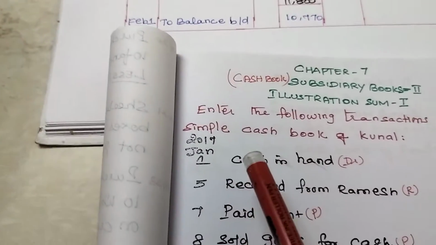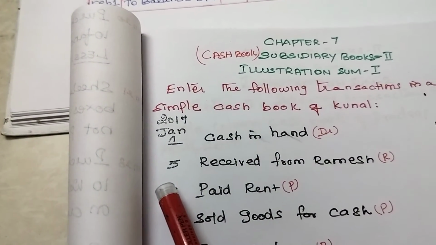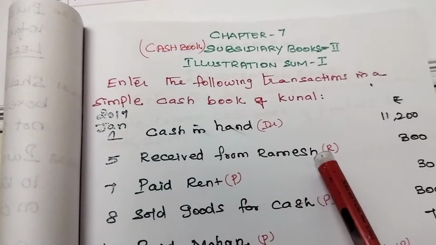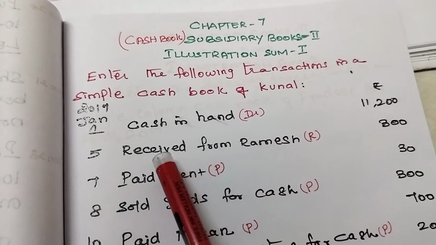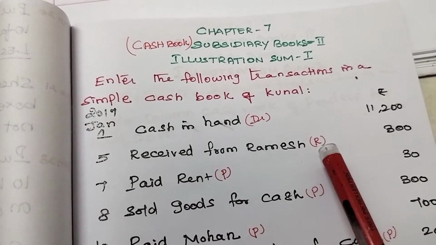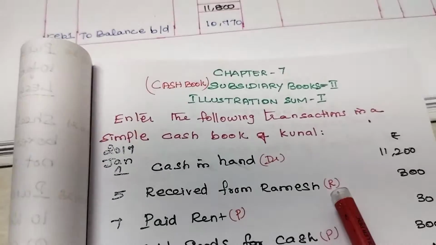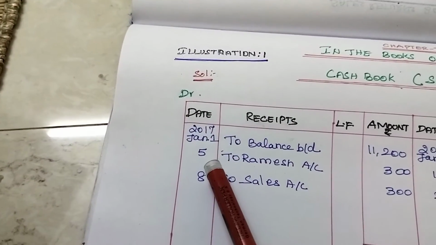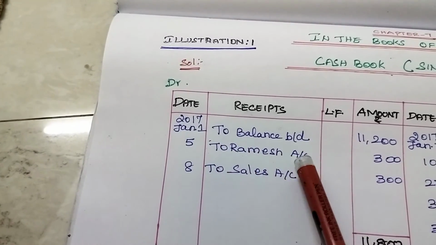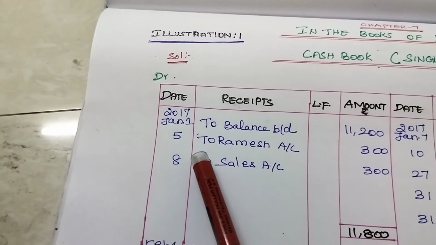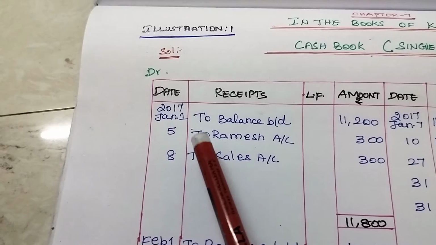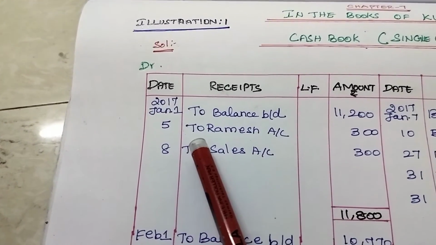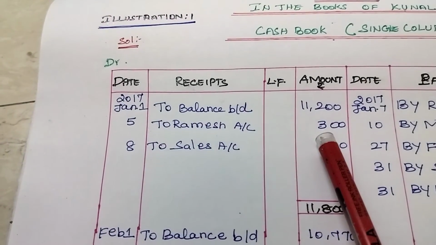The next transaction: January 5, received from Ramesh rupees 300. Received means you are going to enter it in the receipt column, which means the debit side. So January 5, To Ramesh account, 300 rupees. On the debit side you always start with the word To.